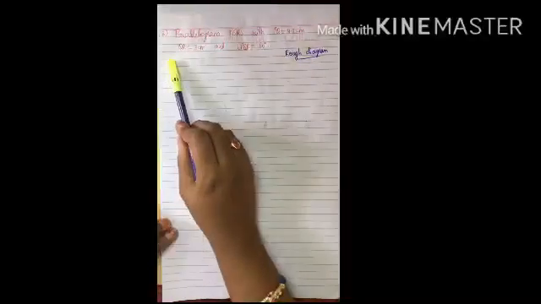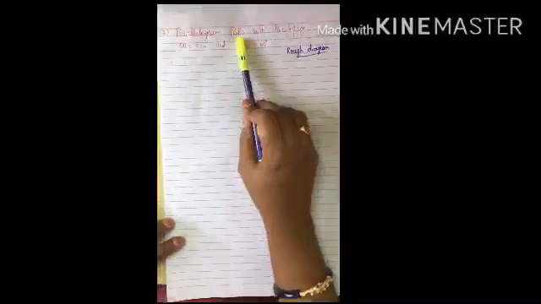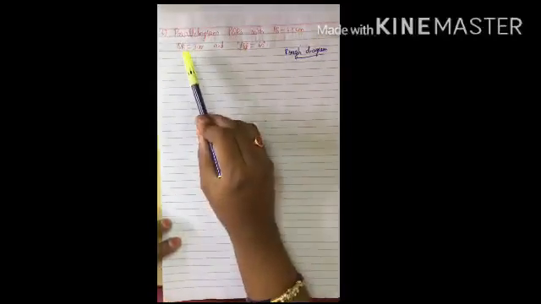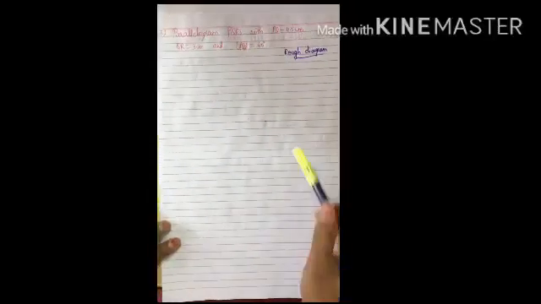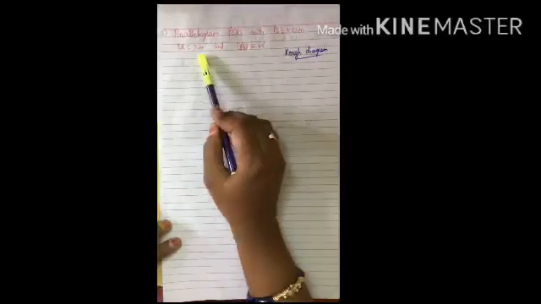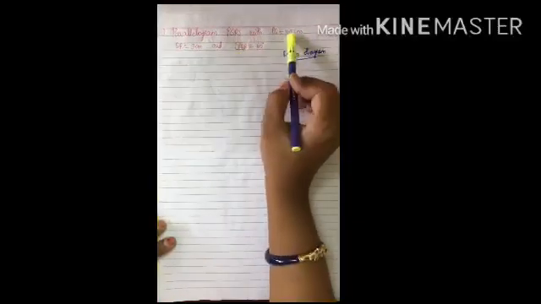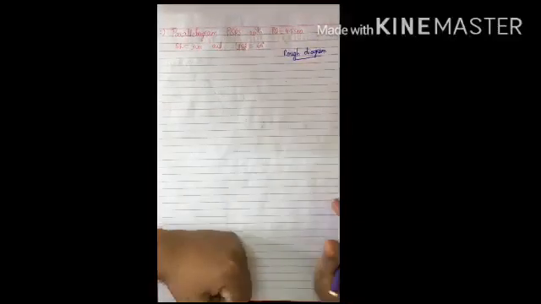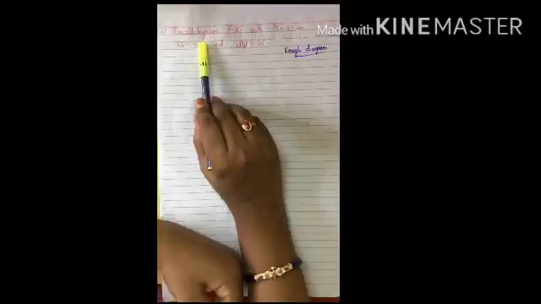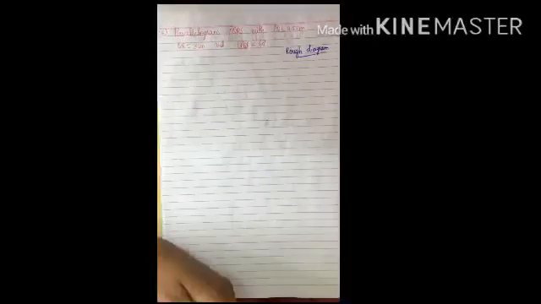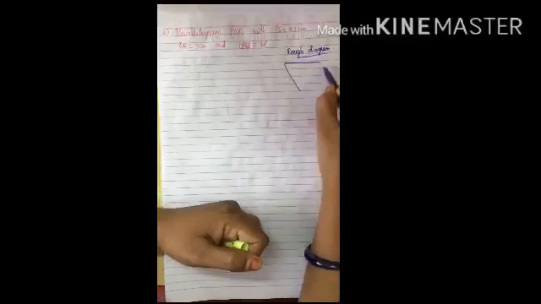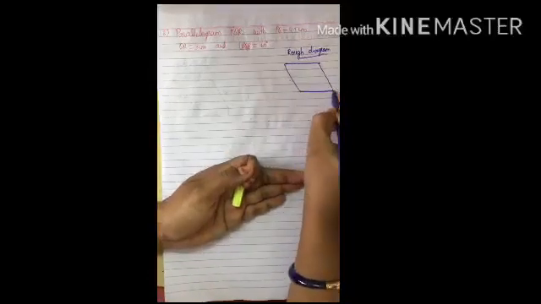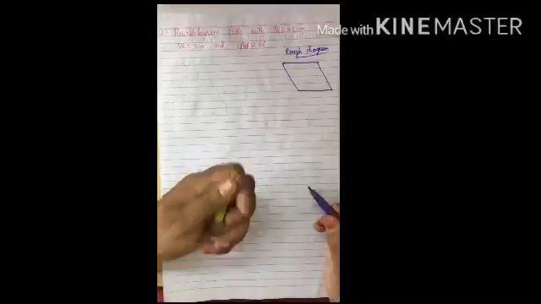Third question. Construct parallelogram PQRS with PQ 4.5 centimeters, QR 3 centimeters and angle PQR equal to 60 degrees. Okay, here three measurements are given for the parallelogram. Three independent measurements are required. So in the parallelogram, coming to properties, children, first property is opposite sides are equal, right? Now here I am drawing the parallelogram. So what is a parallelogram? A parallelogram is a quadrilateral in which both pairs of opposite sides are parallel.